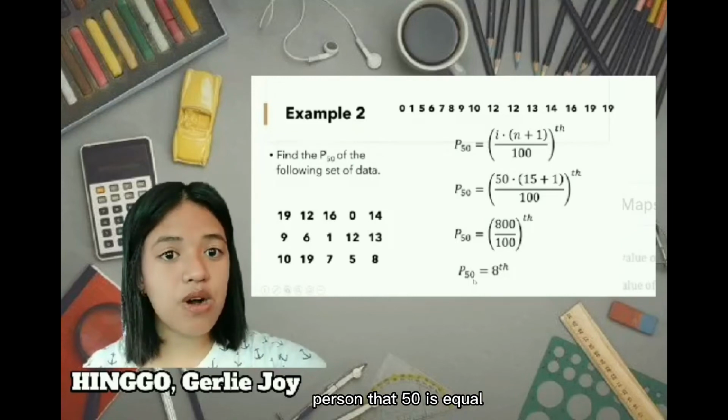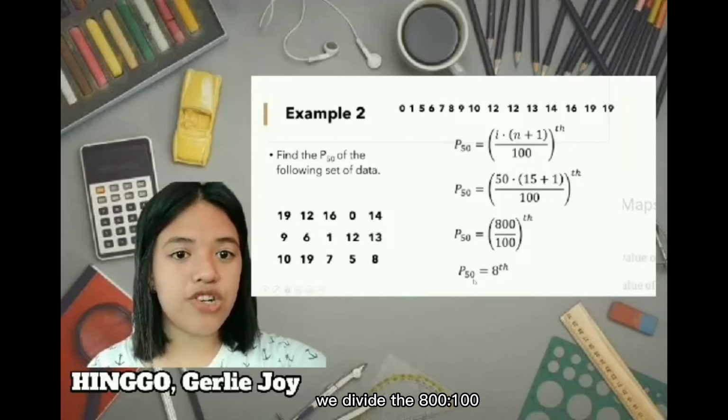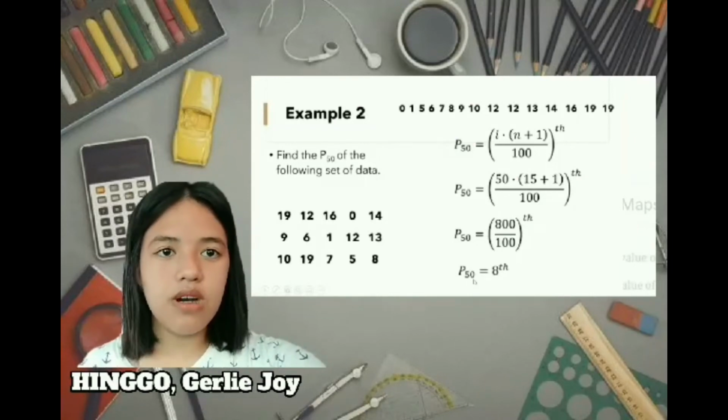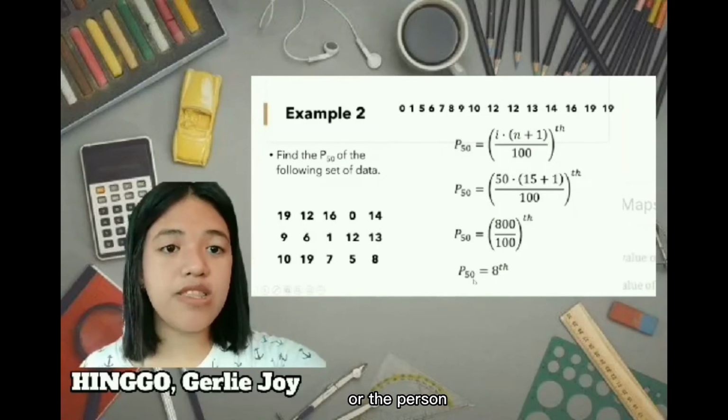So percentile 50 is equal to 800 over 100. We divide 800 by 100, so the answer is 8. The percentile 50 is the 8th data. In the data set, the 8th data is 10. So therefore, the percentile 50 is 10.